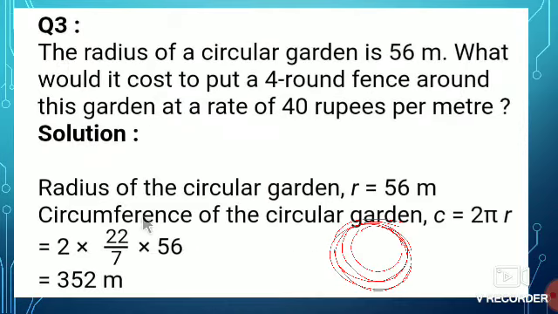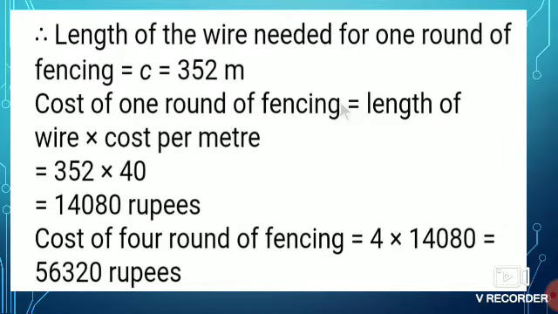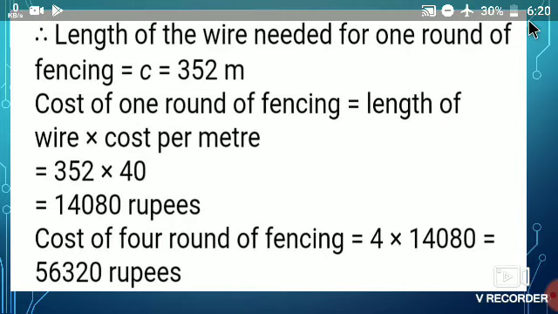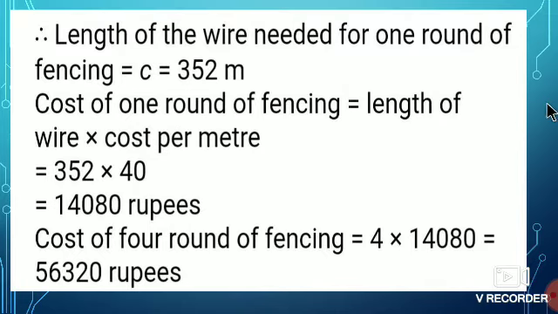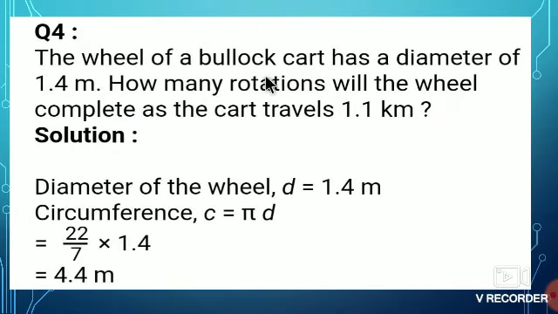Now here we know now the cost of the 1 round of the fencing, but in the question it is given 4 round fencing. That's why we have to multiply this value by 4. Cost of the 4 round of fencing is equal to 4 into 14,080 is equal to 56,320 is the answer. So the cost for the 4 round fencing is 56,320 rupees.